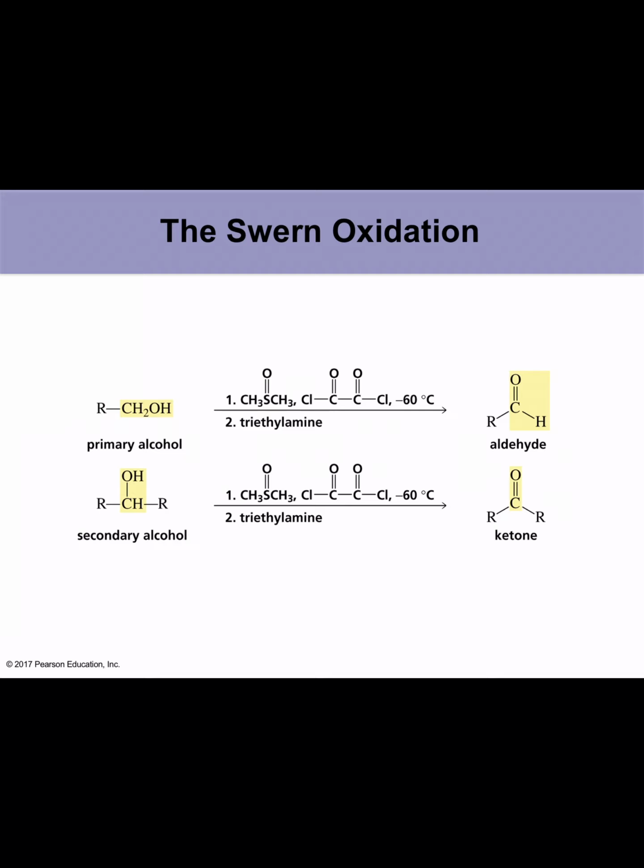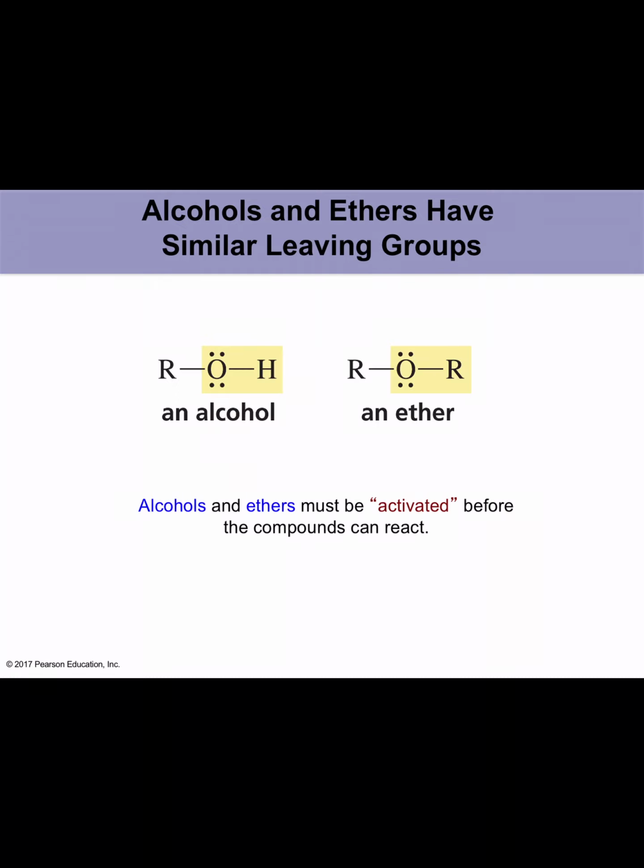Another way that we can oxidize alcohols is called the Swern oxidation. For the Swern oxidation, we use dimethyl sulfoxide. This is dimethyl sulfoxide, and this is oxalyl chloride, C2O2Cl2, in the presence of triethylamine. A primary alcohol will stop at the aldehyde. And a secondary alcohol under the Swern oxidation conditions becomes a ketone.